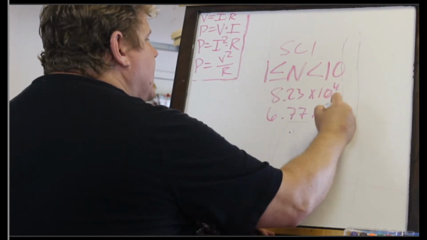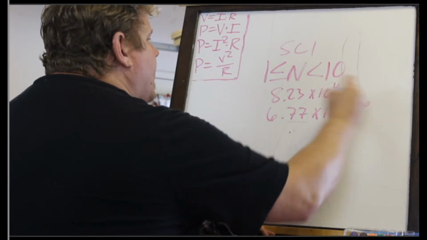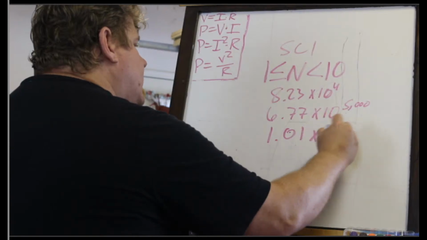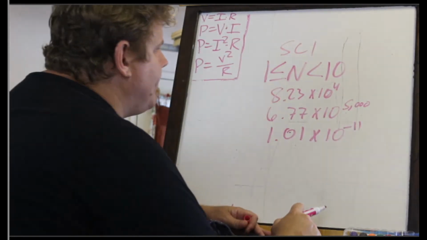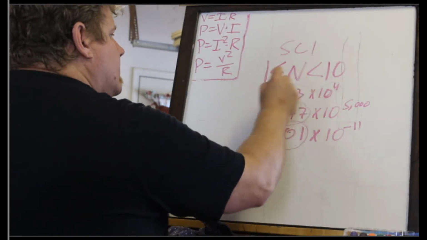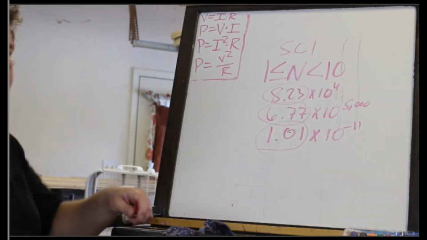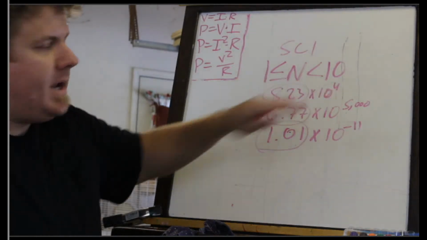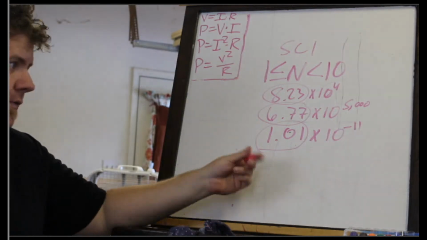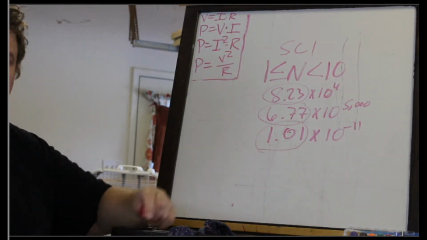6.77 times 10 to the 5,000th. Or I could have 1.01 times 10 to the negative 11th, okay? Point is that this front digit, just like this, is always between 1 and 10, including 1, not including 10, okay? That's the way your physics and your chemistry classes are going to go, right?